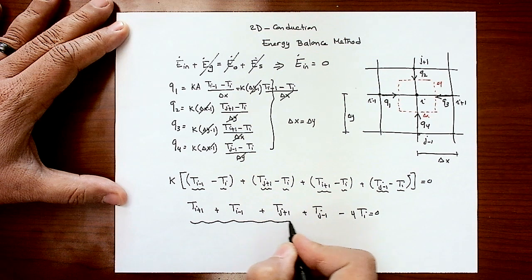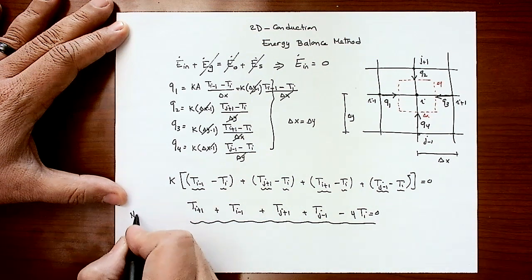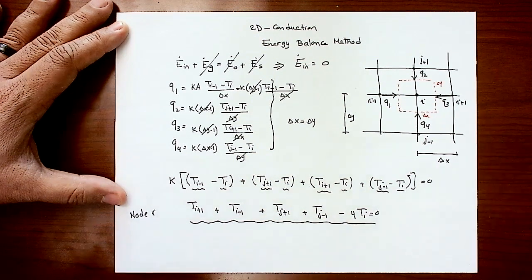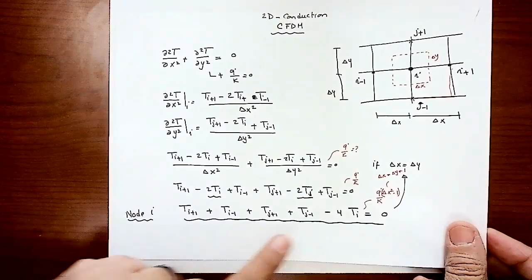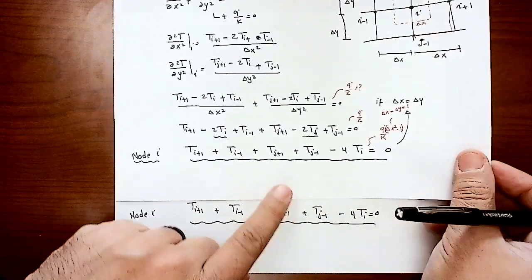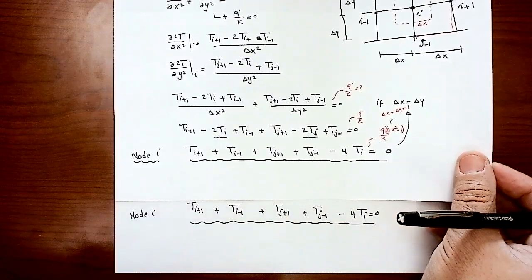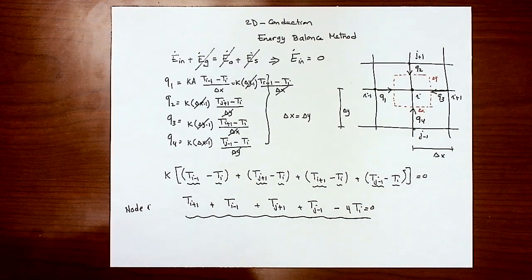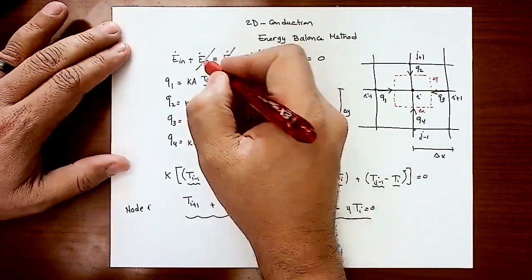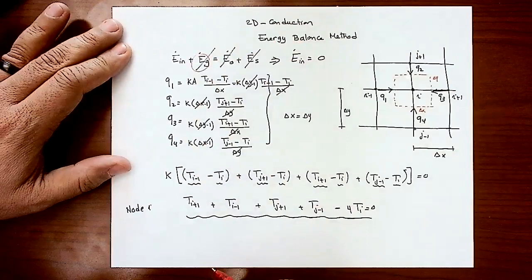If you look at that equation, this is the equation for node I. If you compare that to what we got from discretization of the Laplace equation, it's exactly the same equation. Okay? Now, what if the Q dot term is present? If the Q dot term is present, this means that the term E dot G will not be equal to 0.